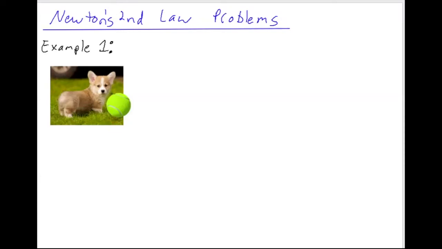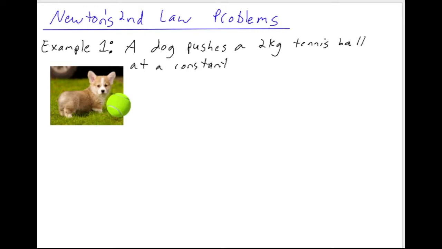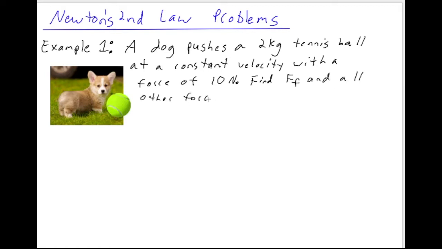Alright guys, let's go ahead and get started with Newton's second law problems and talk about how we can approach these problems and how we're going to end up solving them. So the first problem that we have here is a dog pushing a 2-kilogram tennis ball at a constant velocity with a force of 10 newtons, and we want to find out what the force friction and all the other forces are acting on this tennis ball.